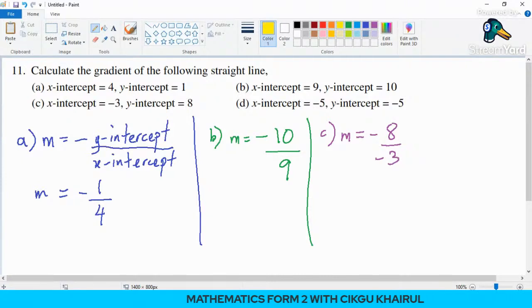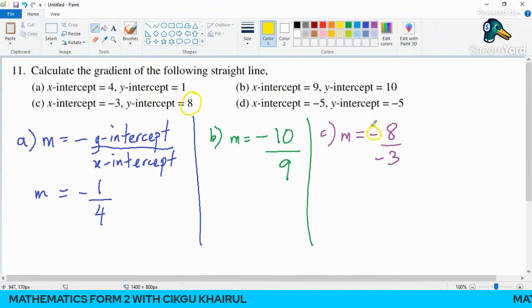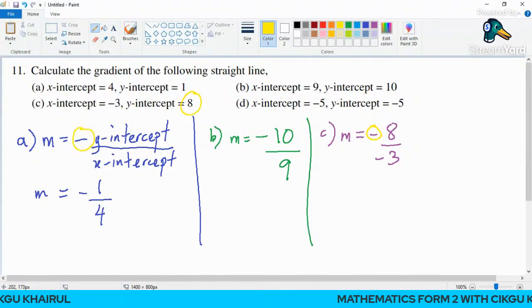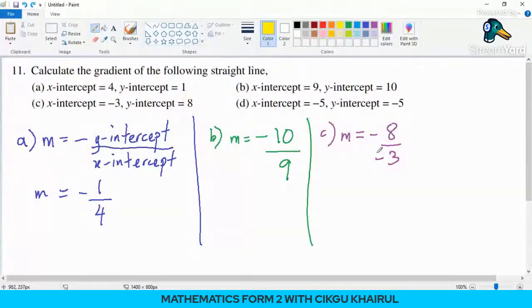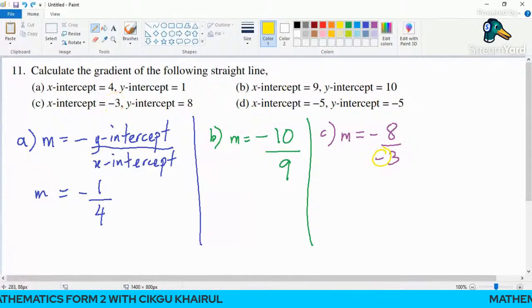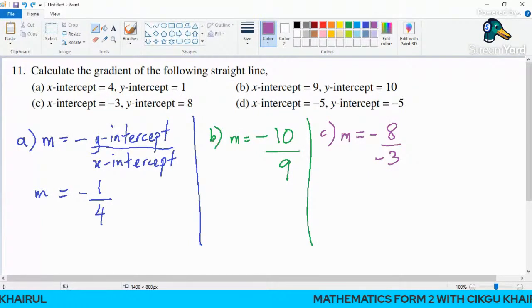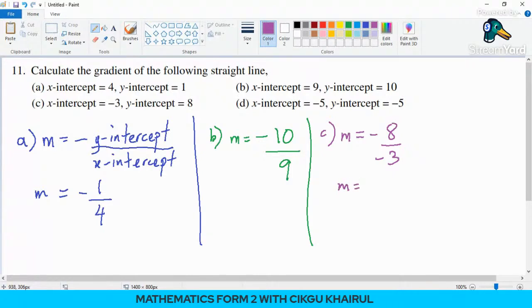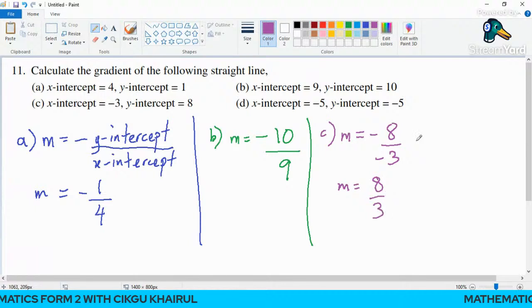If you notice, 8 here has no negative, but here I write negative. This negative comes from the formula. X-intercept, of course, we put negative because the given value of x-intercept is negative. So what is the final answer? M equal to negative, negative becomes positive. So the final answer is 8 over 3.